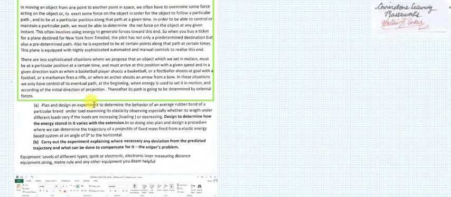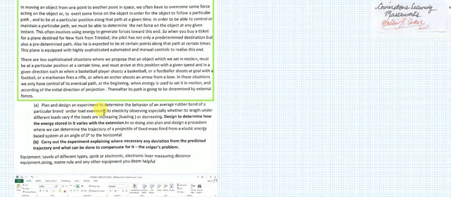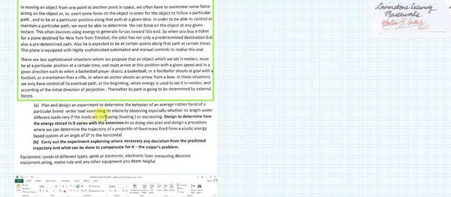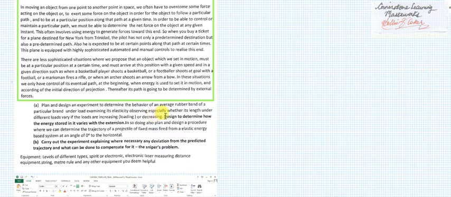So, let's get down to the meat of the matter. So we were asked to do what? To plan and design an experiment to determine the behavior of an average rubber band of a particular brand under load, examine its elasticity, observing especially whether its length under different loads varies if the loads are increasing or decreasing. You have to design to determine how energy stored in it varies with the extension, that is in bold, and in so doing also plan and design a procedure where we can determine the trajectory of a projectile of fixed mass fired from an elastic energy-based system at an angle of 0 degrees to the horizontal.